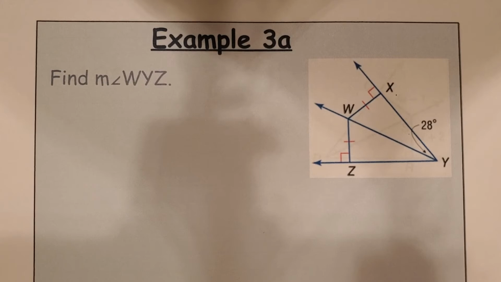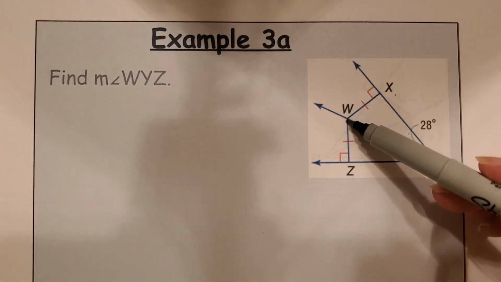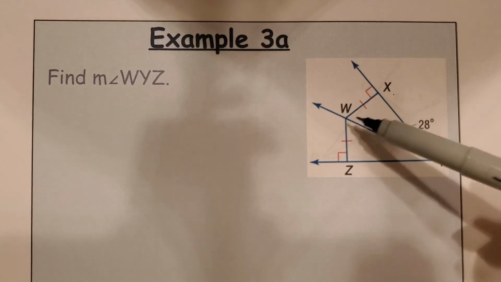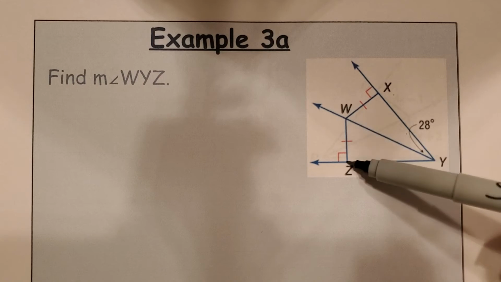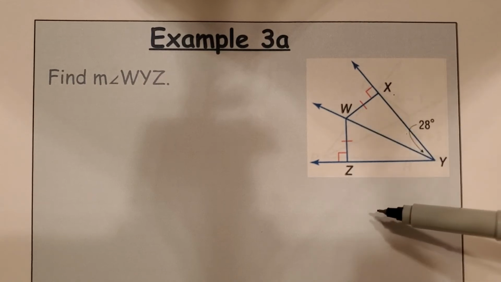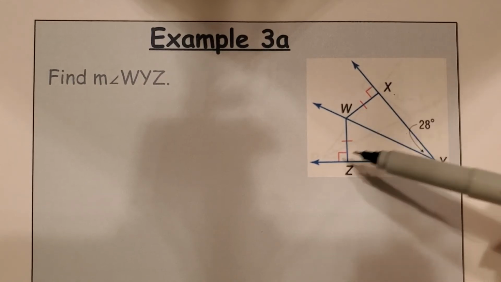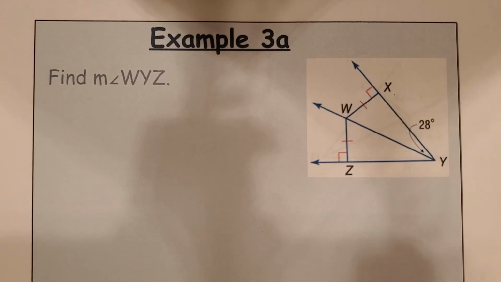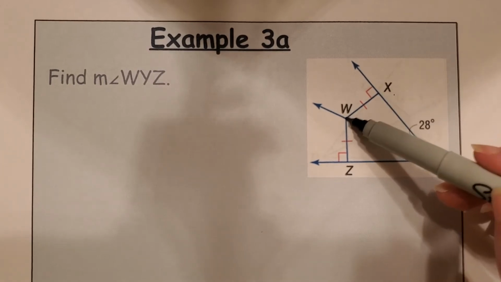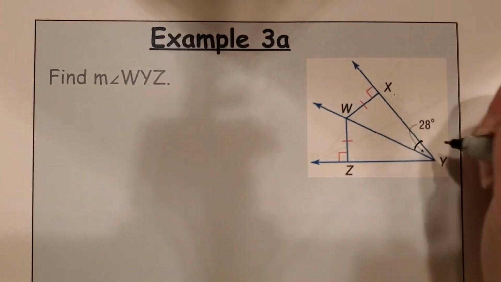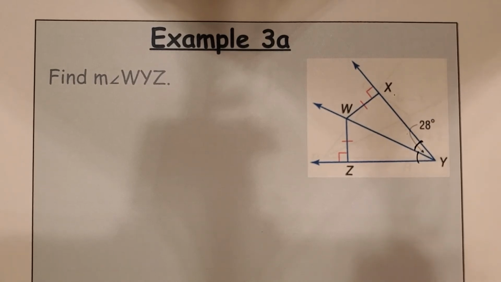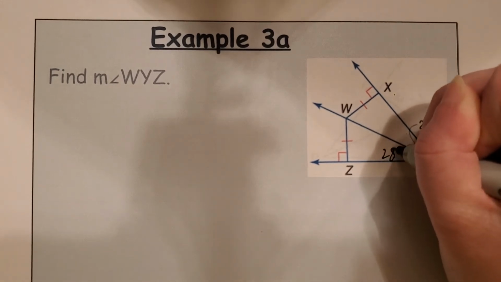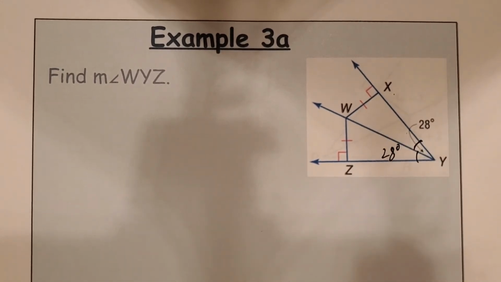We know point W is on a line that is equidistant away from these points Z and X. And then also create these perpendiculars. So that means this ray, YW, is an angle bisector. All right, which means angle WYX is going to be congruent to angle WYZ. So since we know angle WYX is 28, we know angle WYZ is also going to be 28 degrees. Okay?